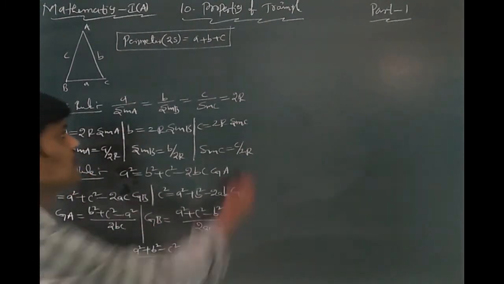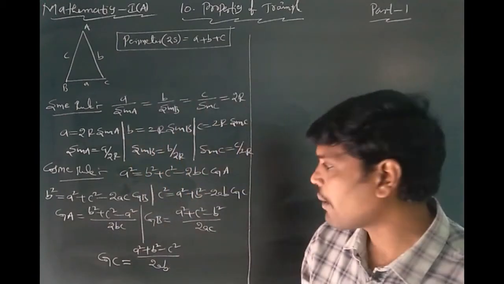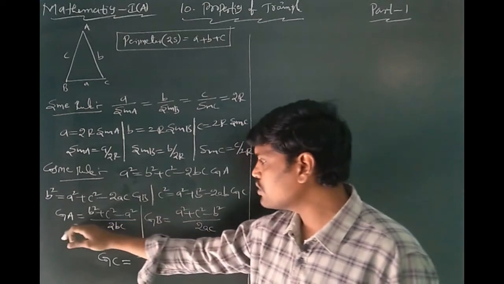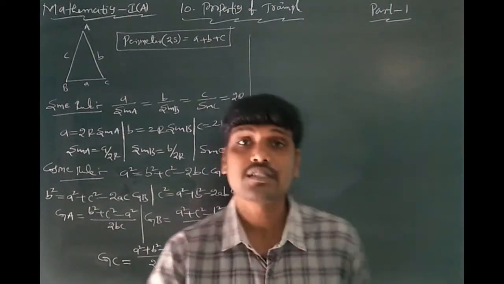These are the cosine rule reduction formulas. Using these formulas, you can find cos A, cos B, cos C. Understood? After that, there are some more formulas.